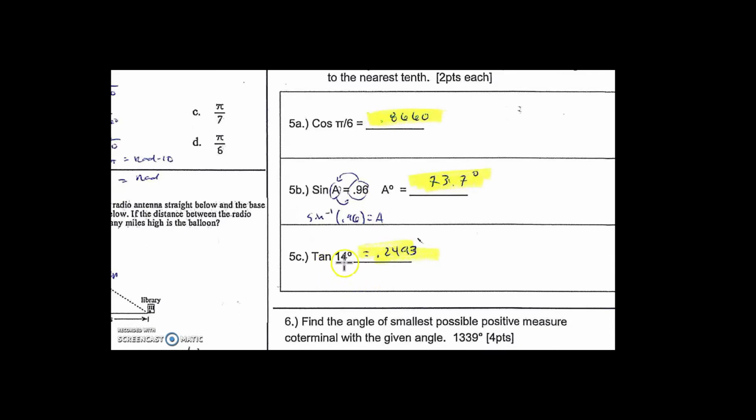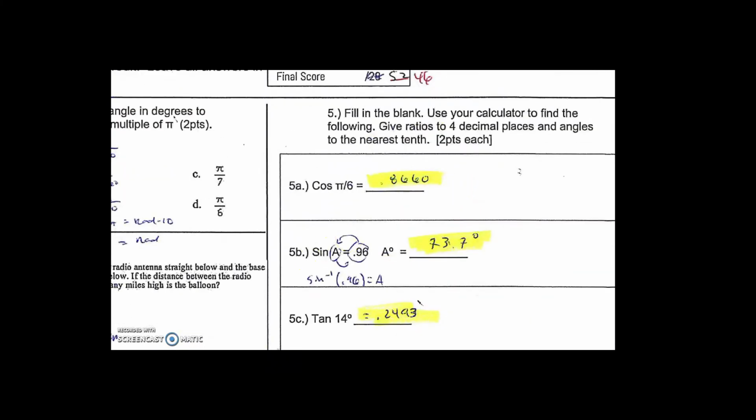5C, tangent of 14 degrees. Here you're trying to find a ratio because it's telling you the angle. So tangent of the angle equals 0.2493, so 2 points each. Let's take a look at some student work.